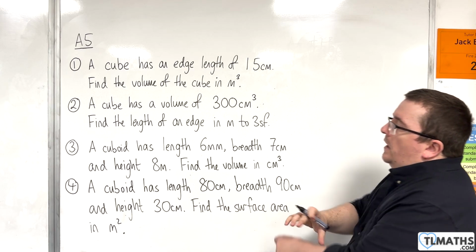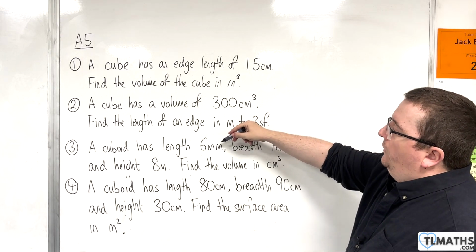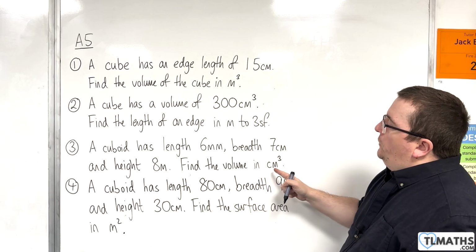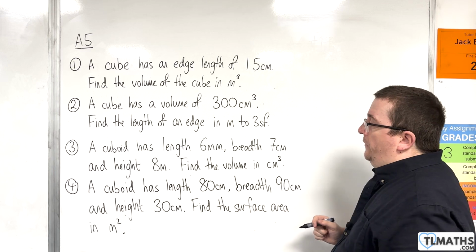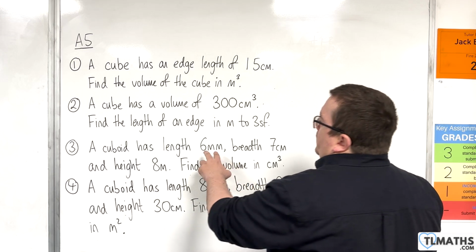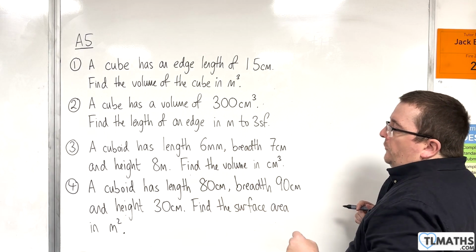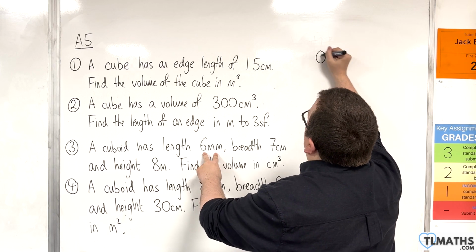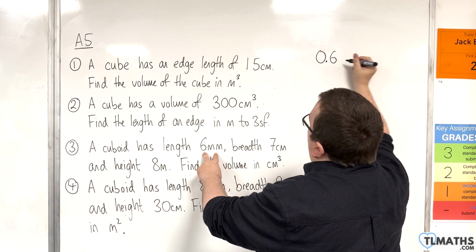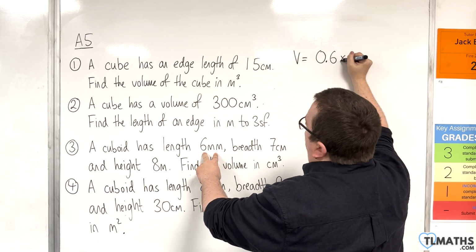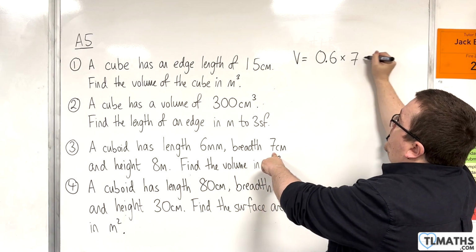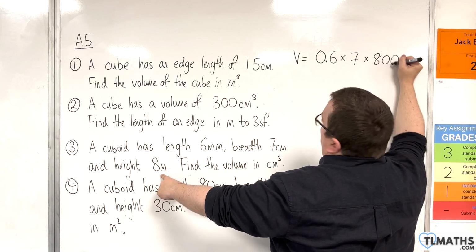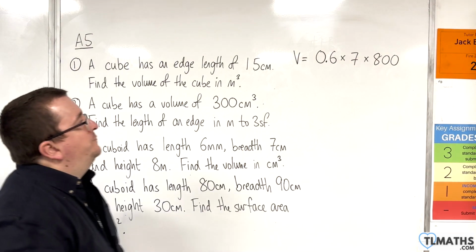Right, number 3. A cuboid has length 6 millimetres, breadth 7 centimetres, and height 8 metres. Find the volume in cubic centimetres. So it makes sense to convert all the dimensions into centimetres for this. So 6 millimetres is 0.6 centimetres. So our volume is 0.6 times by 7, that's already in centimetres, times by 800, because 8 metres is 800 centimetres.